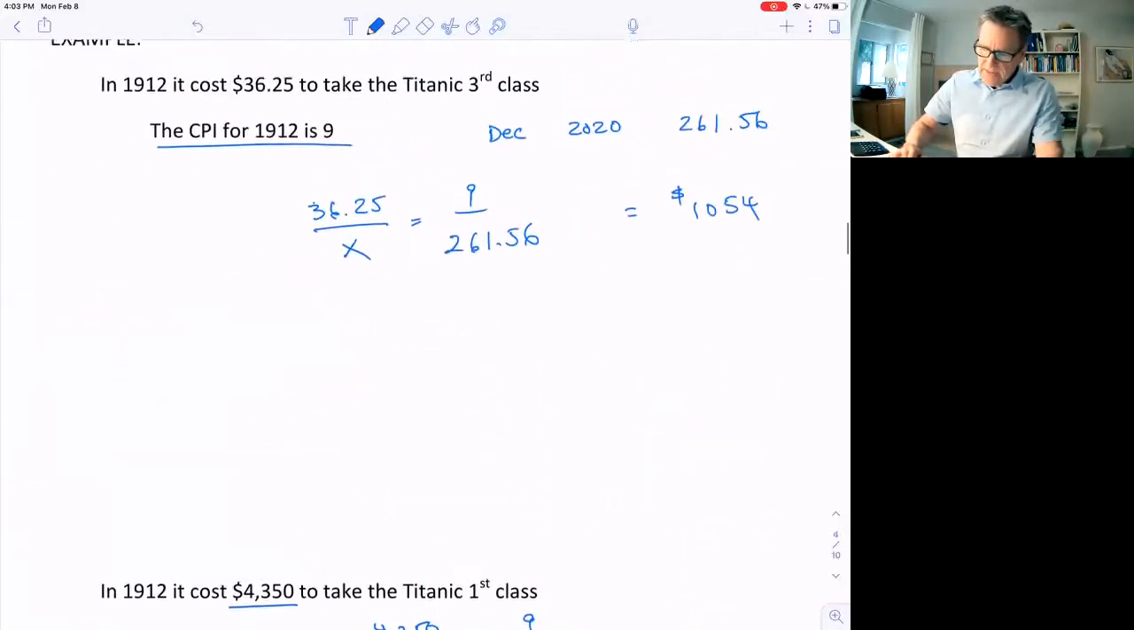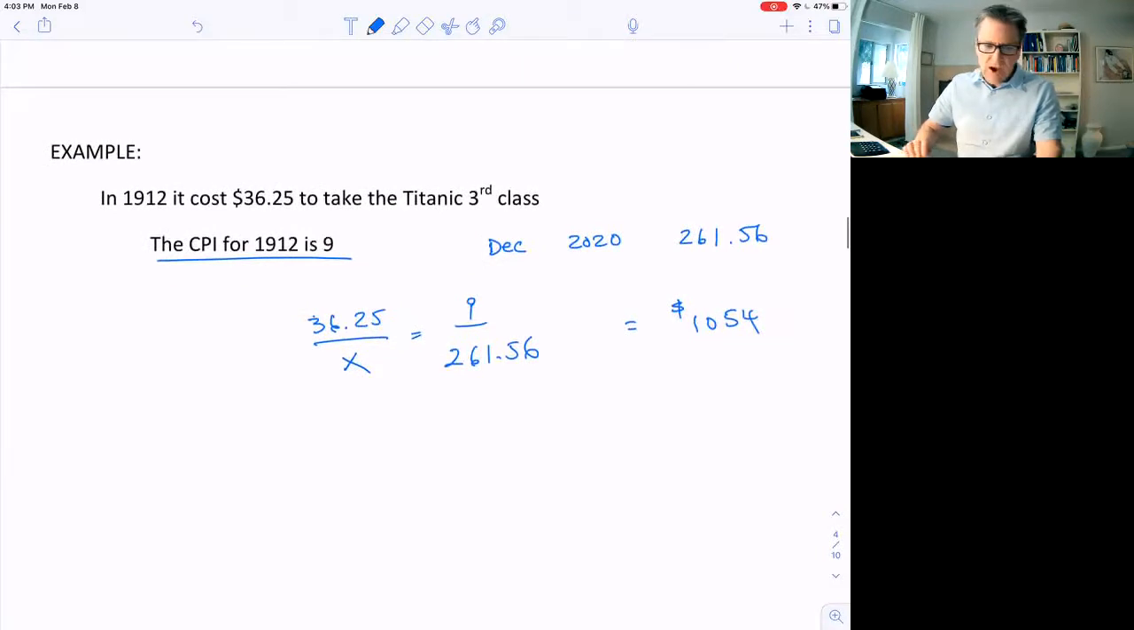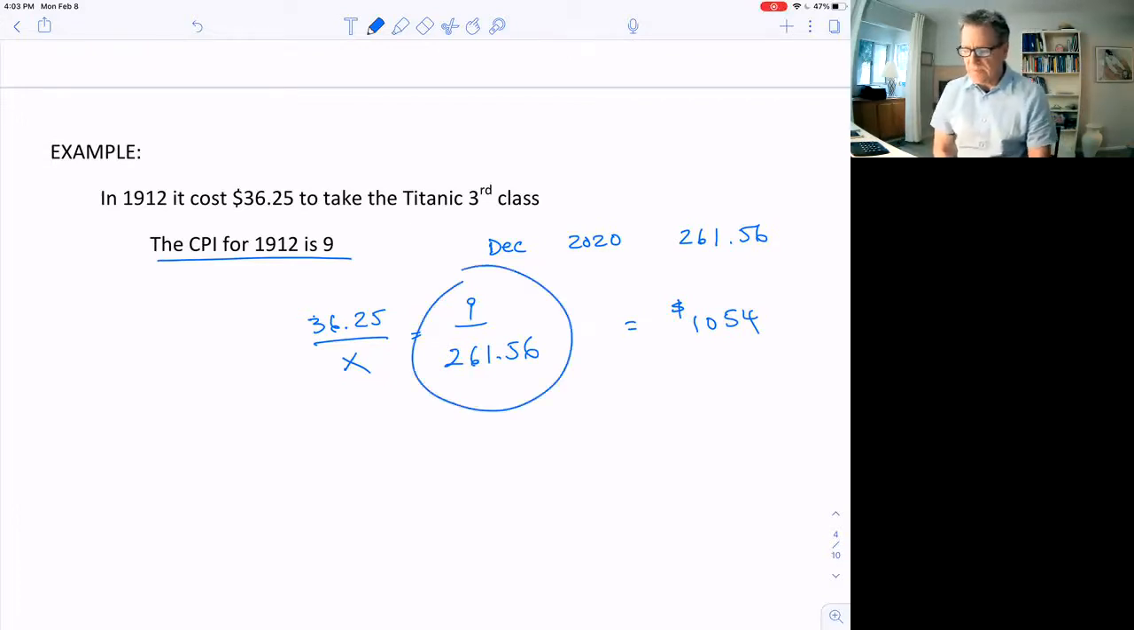Okay, so what we've done in this video is we've gone through and we've looked at this CPI number and I've showed you how you can use it to convert prices from one year to another year so that we can compare prices over time. And we do that by looking at the CPI numbers in each year. I want you to be aware that you can do this kind of thing.